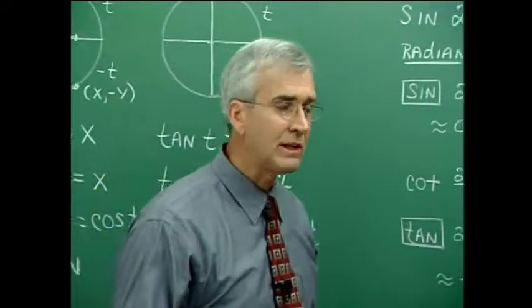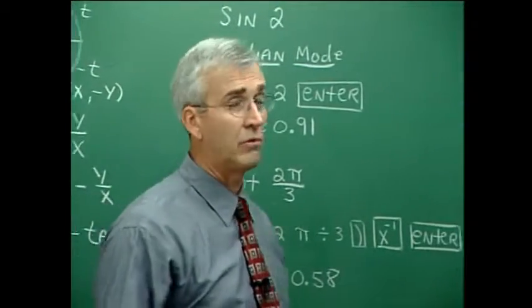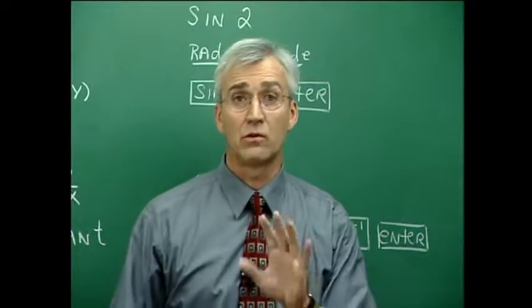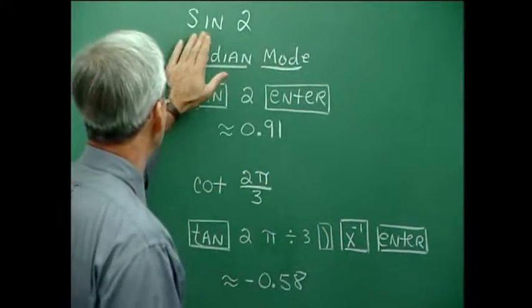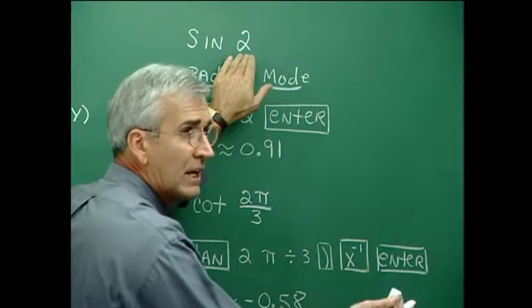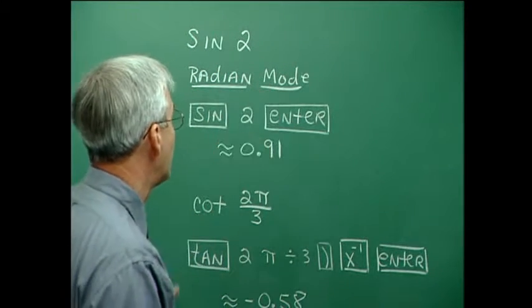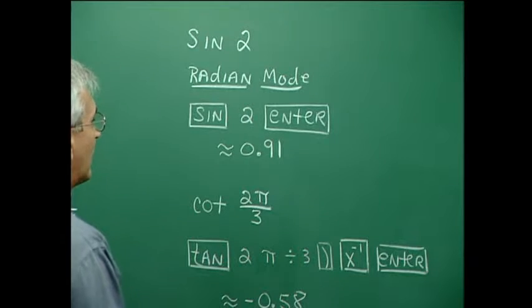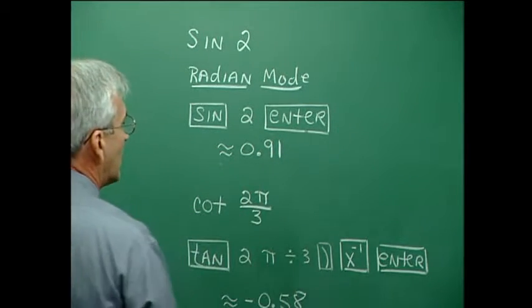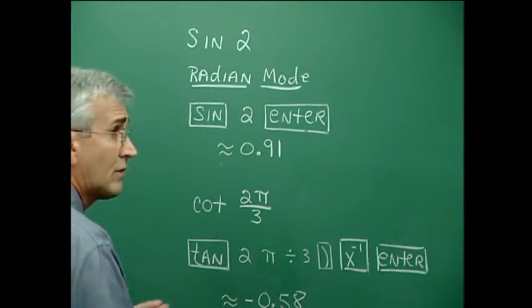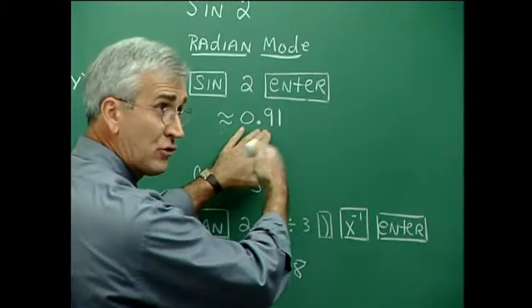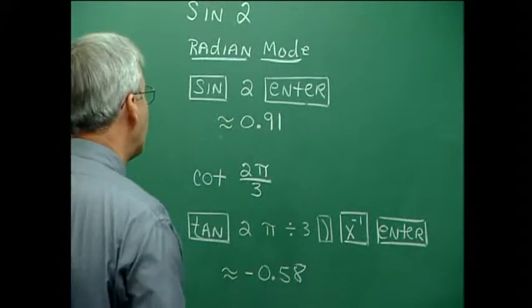Well, let's talk about using the calculator, and this will be no surprise to you. We just have to make sure that the calculator is in radian mode. That's the most important thing. So if we're finding the sine of the real number 2, it corresponds to 2 radians, and so all we have to do is select radian mode and enter it into the calculator as we would expect. Sine 2, enter, and the value is approximately 0.91. Notice it's a value between -1 and 1, within the range of values for the sine function.